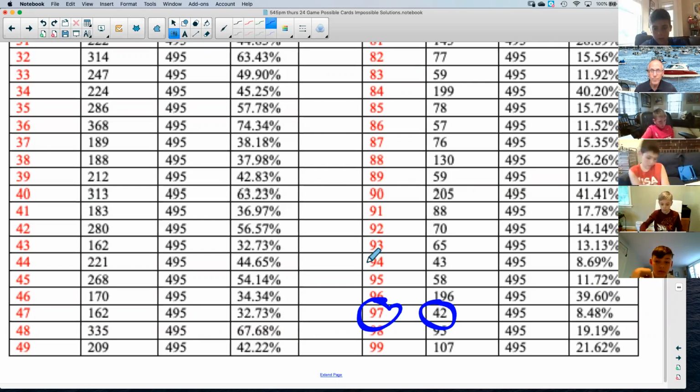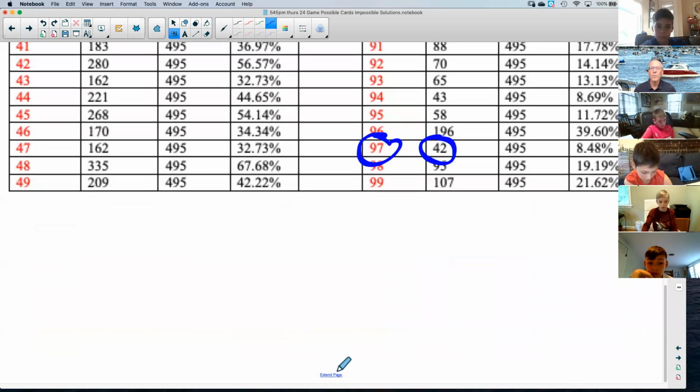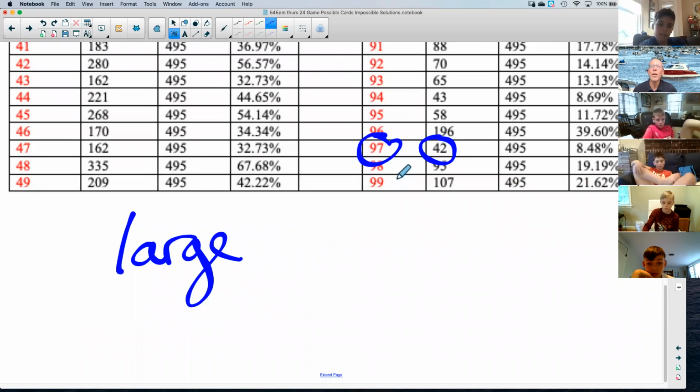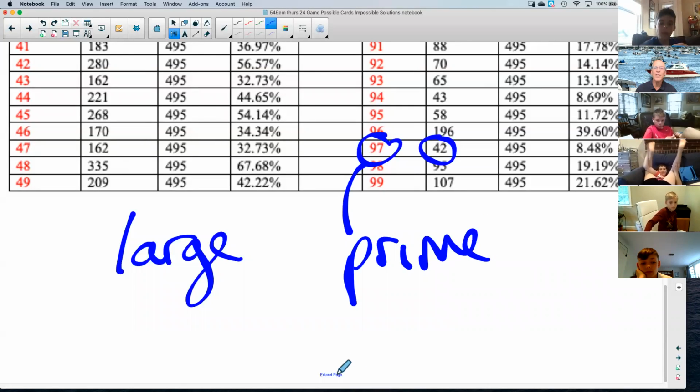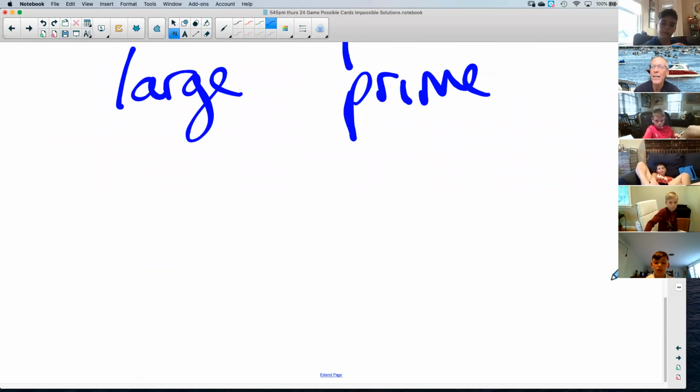Bogdan, we'll start with you. It's very large. It's a big number. It is large, but look at 99. That's even larger, and it's got 21%. Who has an idea for me on that? Evan? I think it maybe could be the fact that 97 doesn't have a lot of factors. It's prime. Guys, 97 is a prime number. How many factors does it have, guys? 2. Only 1 times 97.